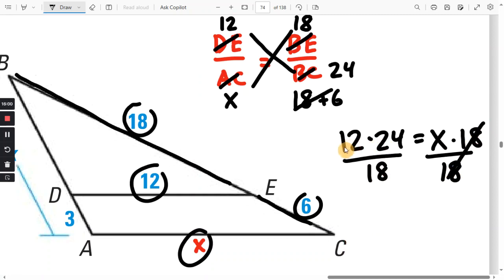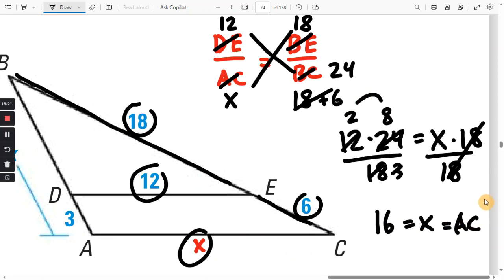12 divided by 6 is 2. 18 divided by 6 is 3. 24 divided by 3 is 8. And you're left with 2 times 8. And we said X equals AC. That's what they asked for, AC.